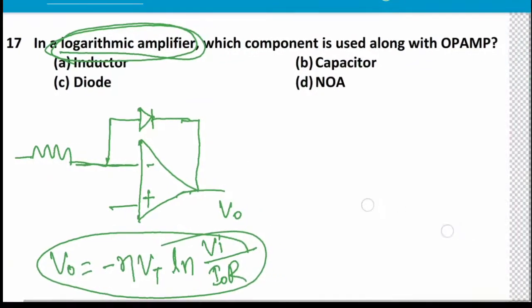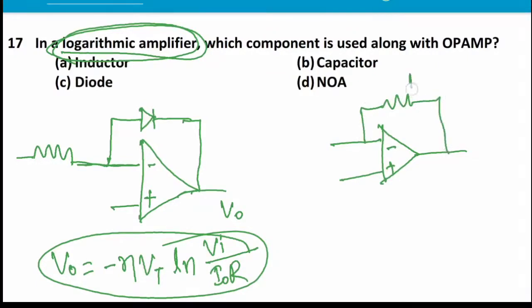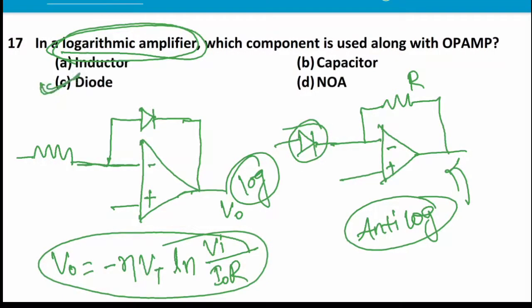So this is logarithmic, and if we try for the anti-log, what will happen? This is the op-amp, these are the inverting and non-inverting terminals, this will be the resistance R here, and here there will be a diode. This one is for anti-log, the earlier one is for log. So what element is used? This is the diode. Option C is the correct answer.